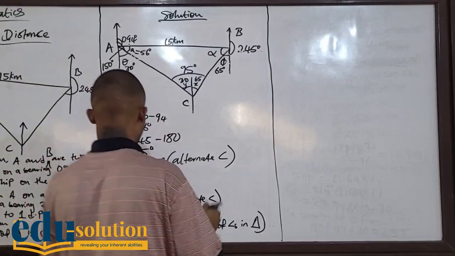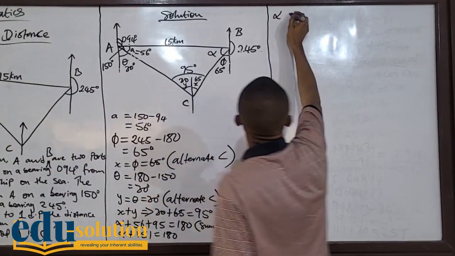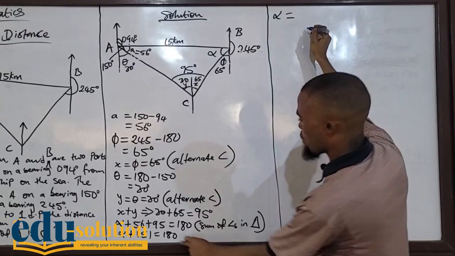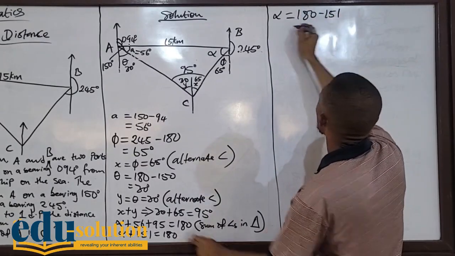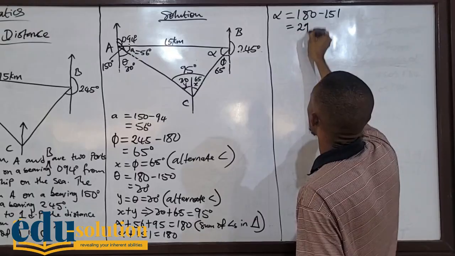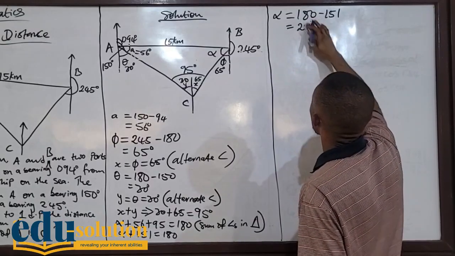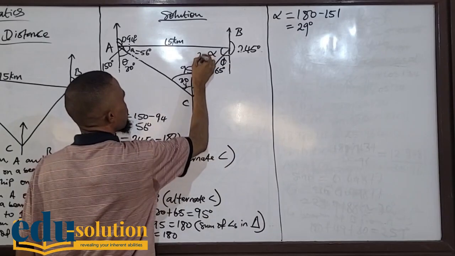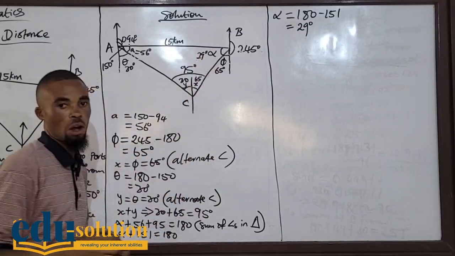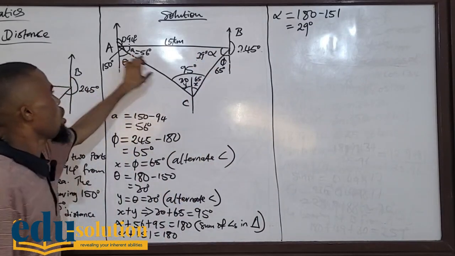Okay. So that we have that alpha now is equal to 180 minus 151. So that it will give us what? 29 degrees. So that means here is 29 degrees. So I hope you are following. So we have gotten all of the interior angles.